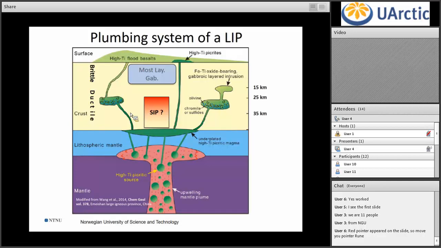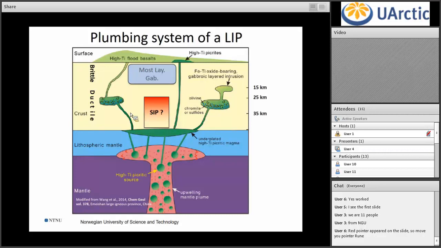So this is actually where SIP comes into the picture. One of our working hypotheses is that SIP represents the deep-seated part of these large conduit systems, that it formed above a mantle plume, and that the igneous processes in SIP modified the magmas from the asthenosphere before conveying them to more shallow crustal levels. So that is really the rationale for going to the Seiland Igneous Province to study this in detail.